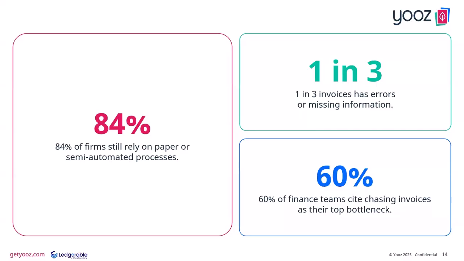One firm I worked with found that correcting AP errors costs them an average of $500 per mistake once you factor in labor and vendor penalties. And then 60% of finance teams report chasing invoices as their top bottleneck that drains their time. They spend way too much trying to get the invoices approved and seeing where the invoice is in the workflow.